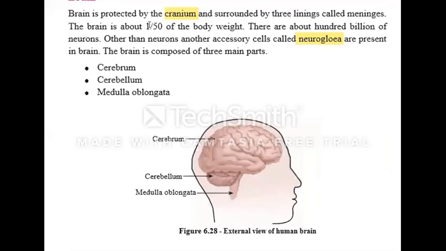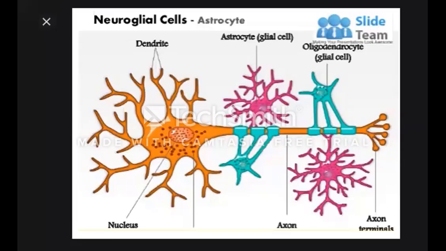Other than neurons, there is another type of accessory cell called neuroglia. There are many neuroglia in the brain. This is a neuron, this orange colored thing, and surrounding it you can find a few neuroglia cells. Here they have given some names: astrocytes, oligodendrocytes. So these are neuroglial cells.